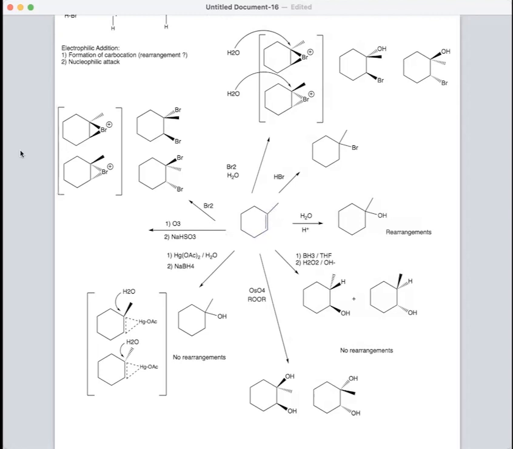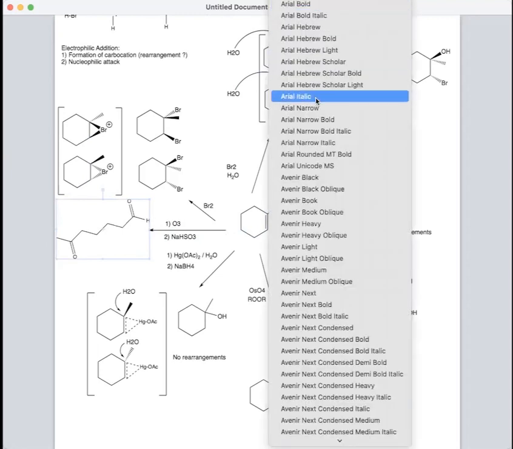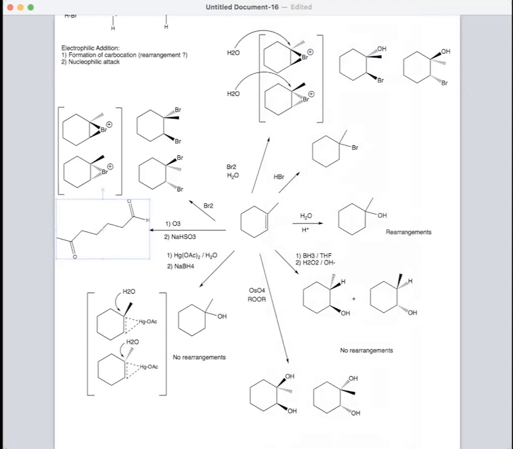Okay, so we have 7 carbons. We get 2 ketones. I'm not expecting you to know the mechanism for ozonolysis, so you don't need to worry about that.